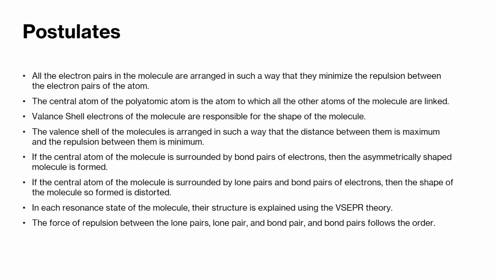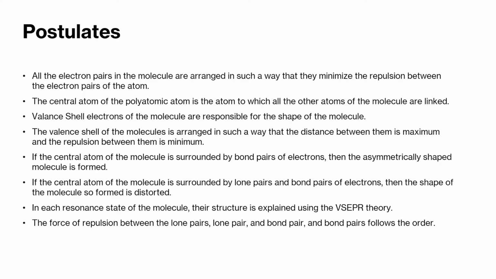So in a species where you have a different central atom from all other bonded atoms, we're really looking at this, right? It's a little bit detailed, but yeah. Valence shell electrons of the molecule are responsible for the shape of the molecule, right? That's what we're looking at. The valence shell of the molecules is arranged in such a way that distance is maximum, right? And therefore repulsion is minimum, right? So a lot of these things kind of drive home the points, in a sense, right?